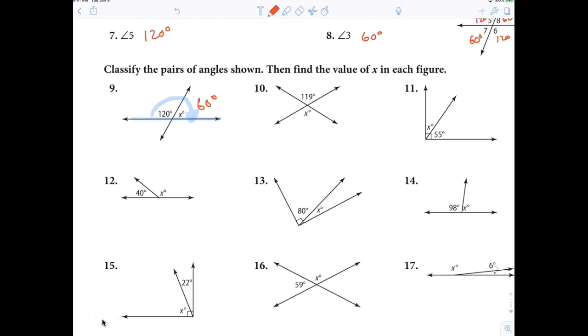What are those two angles called again? There's a specific name for them. The ones that are directly across. Aiden, do you remember? Vertical. All right, they're vertical angles. So number 10 is 119 degrees.